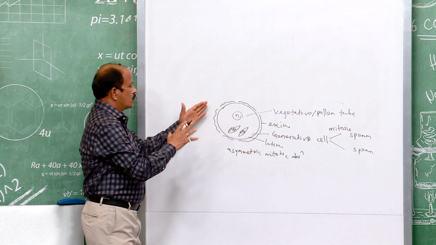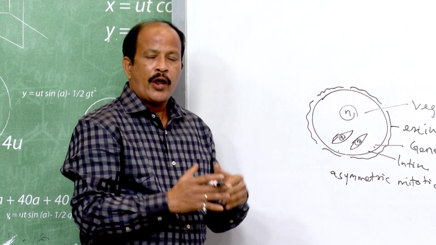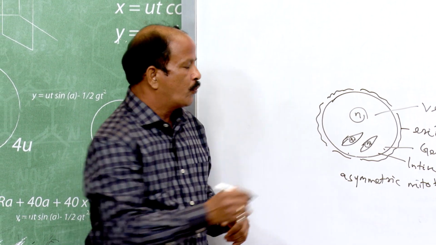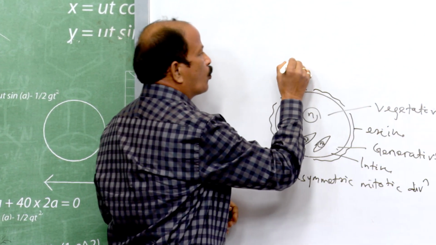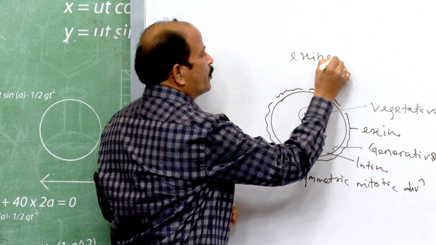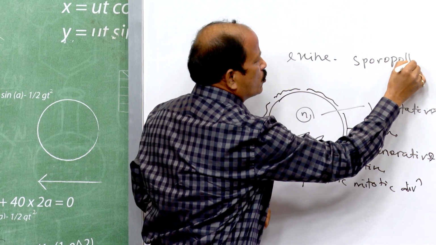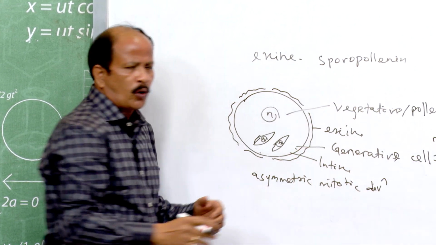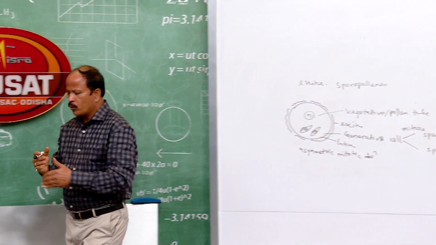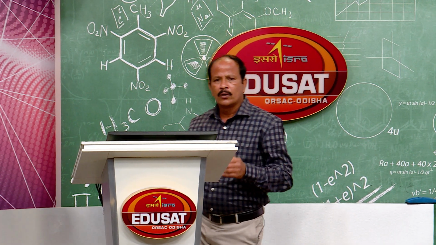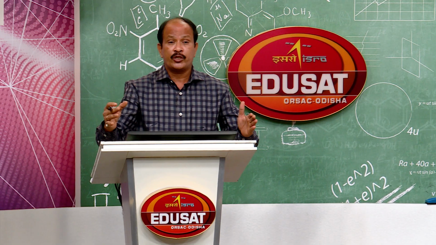What about this exine? Exine is the outer coating, and exine is formed of a substance called sporopollenin. Exine is made of sporopollenin. This is of very much significance. It is a polymer, or a compound formed of carotenoid derivatives. So, this is deposited.